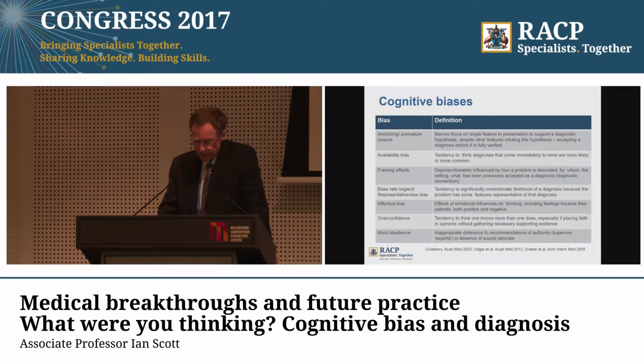Base rate neglect or representativeness bias. Here's a tendency to significantly overestimate the likelihood of a diagnosis because the problem has some features representative of that diagnosis. So we kind of forget what the pre-test probability of this condition is, even though it has some features which suggest that is the diagnosis. And then there's affective bias, the effect of emotional influences on thinking, including feelings towards our patients, both positive and negative. And we have to understand that we are humans and some patients do upset us. And that's where we have to really try to think in a System 2 fashion.